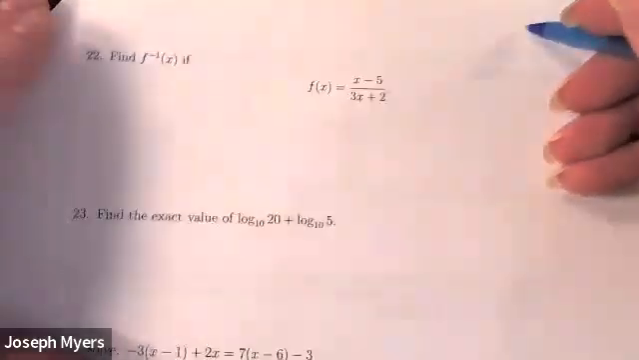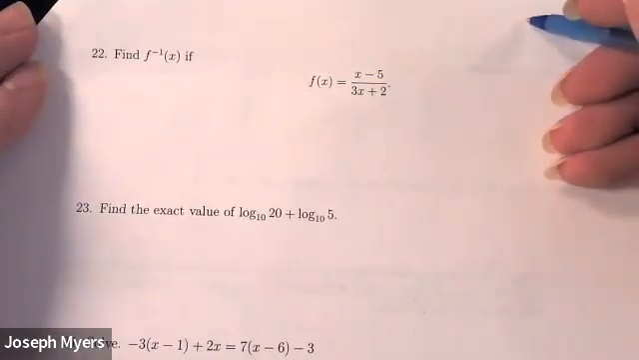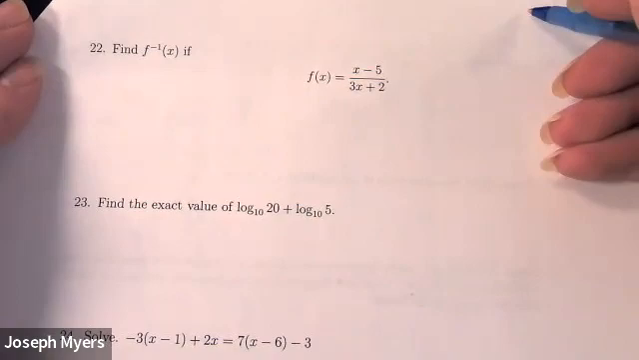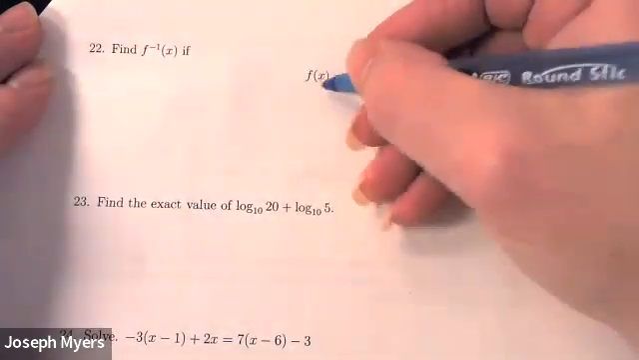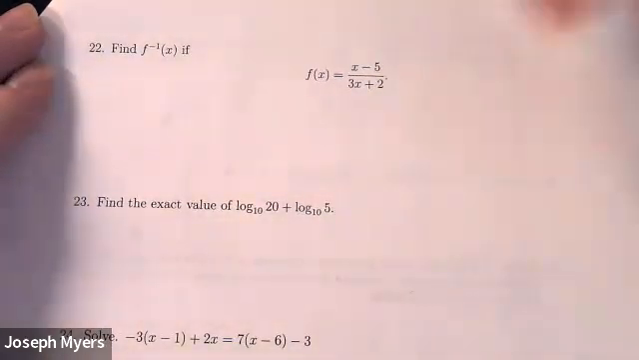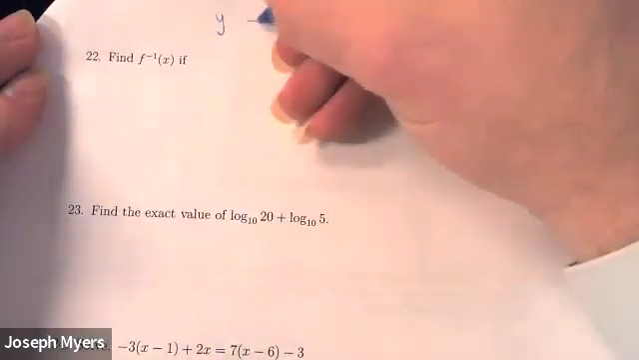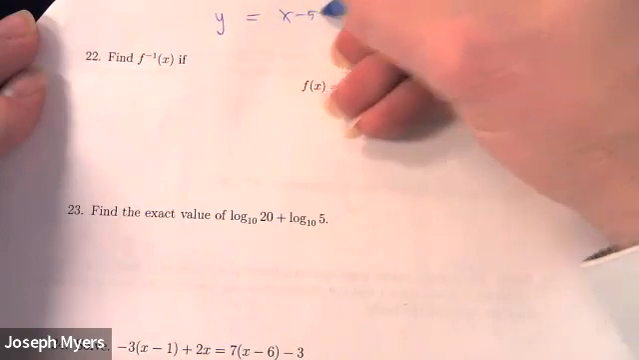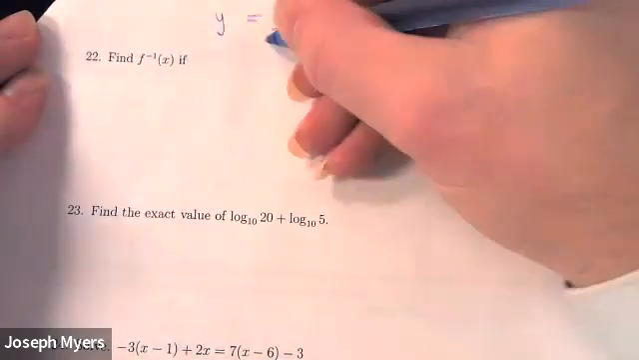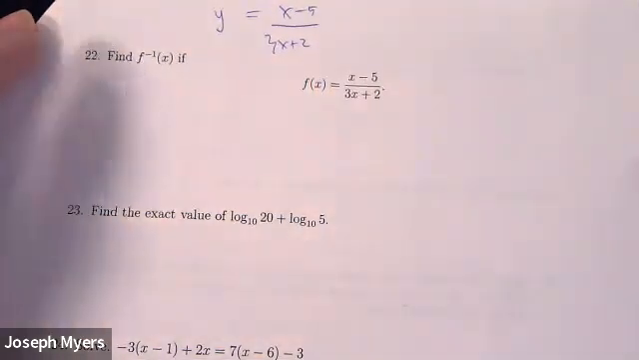Let's get started. So the first step when you're finding the inverse function is that you pretend the function's name is called y. So instead of saying f of x equals (x minus 5) over (3x plus 2), you say y equals (x minus 5) over (3x plus 2). I'm going to write these steps off to the side.